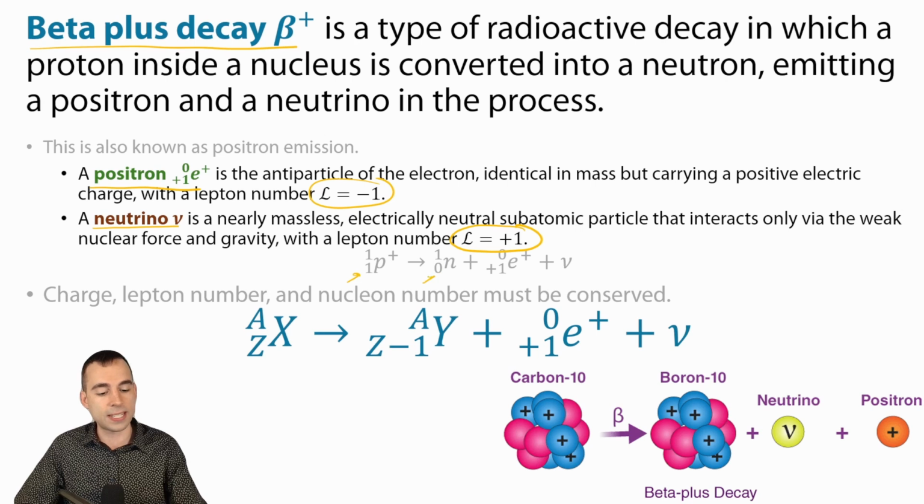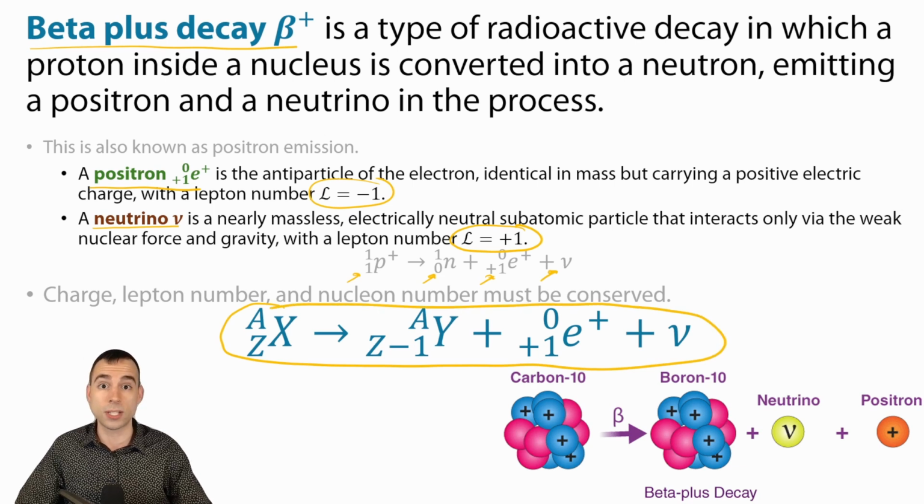A proton breaks down into a neutron, a positron, and a neutrino. And so the general reaction for beta plus decay looks like this, where we have a parent nucleus with mass number A, atomic number Z, breaking down into a daughter nucleus with one less proton, but one more neutron, maintaining the same mass number. And we also emit a positron and a neutrino.